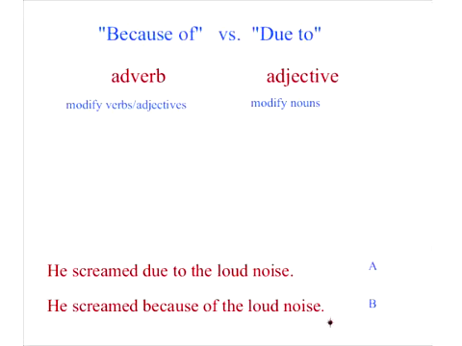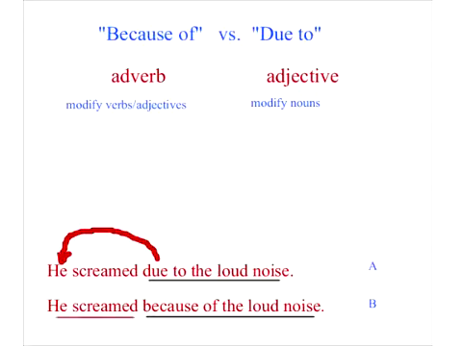So in this example, this modifying phrase, due to the loud noise, because of the loud noise, it seems as though we are saying that he is due to the loud noise? Or are we saying, he screamed, that the screaming was from the loud noise? So because we are really describing where the scream came from, we want this adverbial connection. And so the second one is correct.